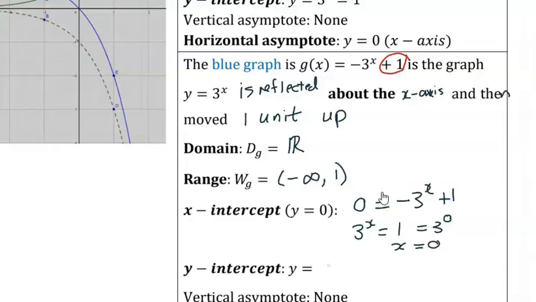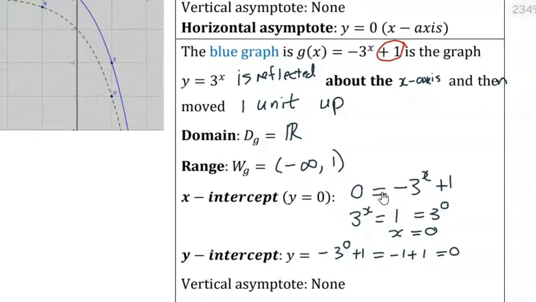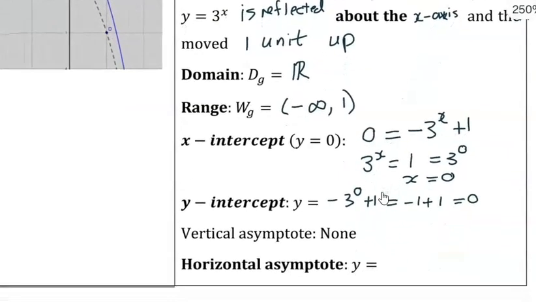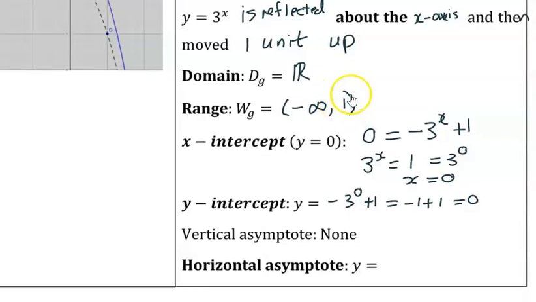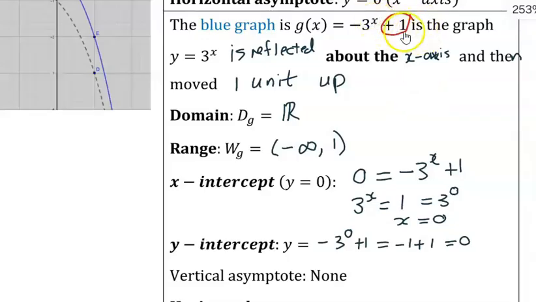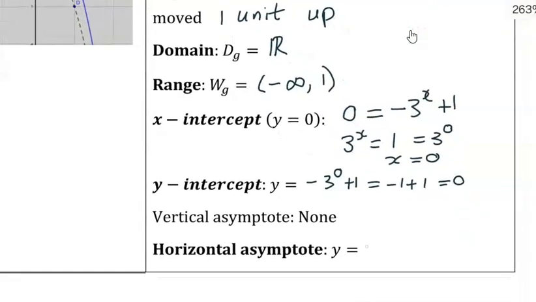My y-intercept is where x is 0, so that is minus 3 to the 0 plus 1. So that is minus 1 plus 1, and that is 0. I still do not have a vertical asymptote, but now my horizontal asymptote is determined by this q value here. Just as before with the hyperbola, the q value determines the horizontal asymptote. So that will be y equal to 1, which is not the x-axis anymore.